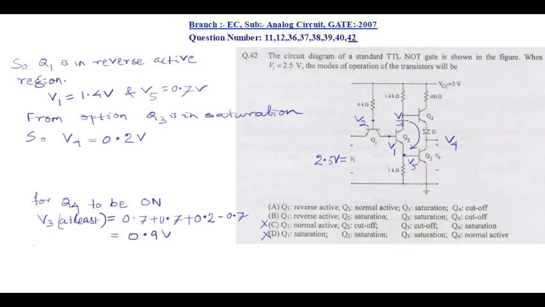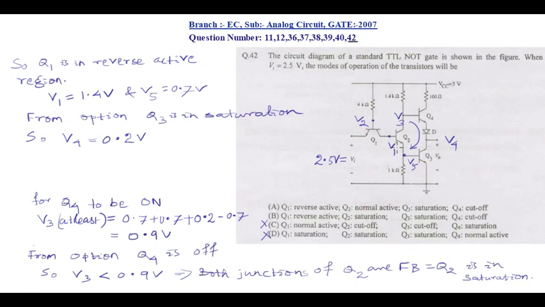Once V3 is less than 0.9 volt, V1 is already, we know, 1.4 volt. So this junction is also forward bias. This junction is already forward bias. If you see, both the junctions of transistor Q2 are in forward bias condition. So Q2 is in saturation region. So Q2 will be in saturation region only. Hence, option B is the correct answer.